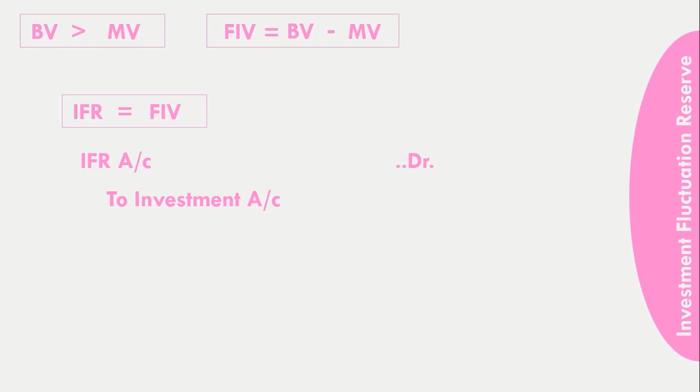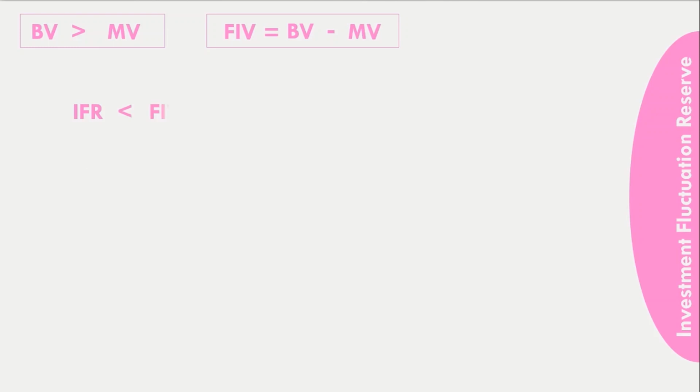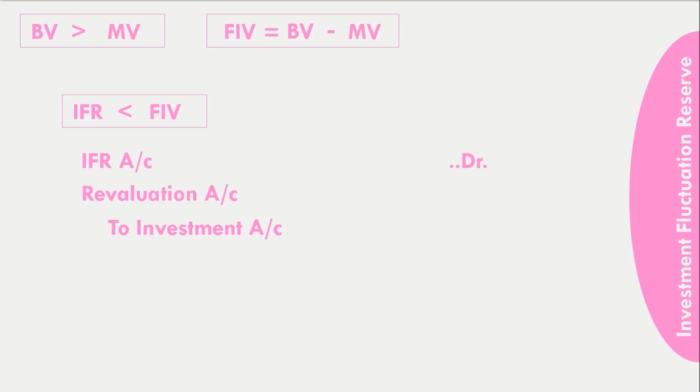Next, if the value of investment fluctuation reserve is less than the fallen value, which means the fallen value is 4,000, but we are having reserve of only rupees 3,000. Now here also first we will clear the account of investment fluctuation reserve by debiting it. Then we will reduce the value of investment by crediting it with the fallen value, and then we will transfer the balance to the valuation account, being a loss for us.